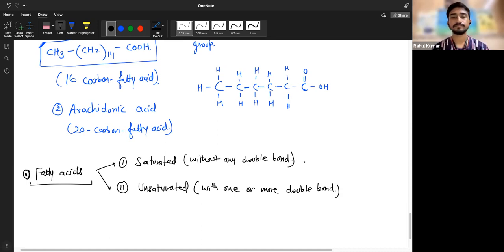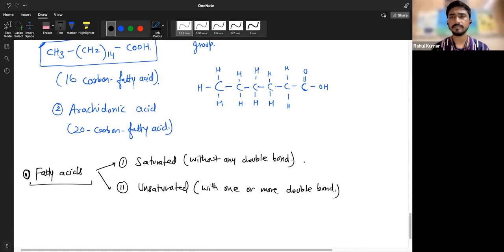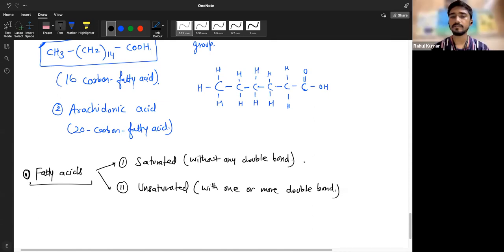Which is more stable? Saturated? Saturated is more stable, right? Makes sense to you, Aisha, or do you disagree? No, I agree. You agree that saturated fatty acid with all single bonds are more stable.